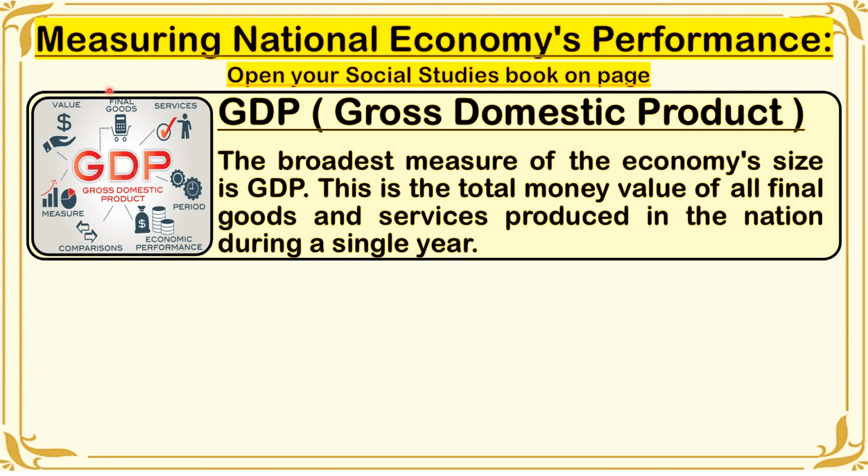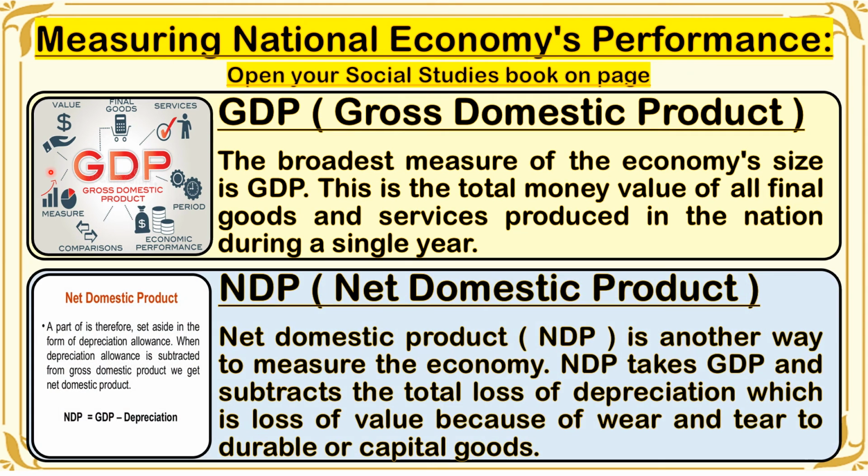So GDP includes the value of a product or services, final goods, within a period of time, economic performance within a period of time, let's say 6 months or 12 months, comparisons between the prices of different products to evaluate if the economy is getting better or if it is decreasing.